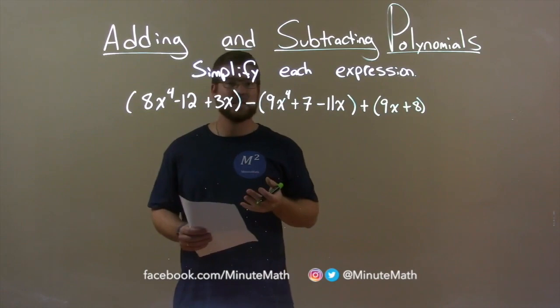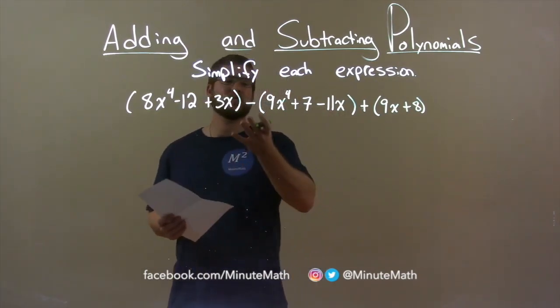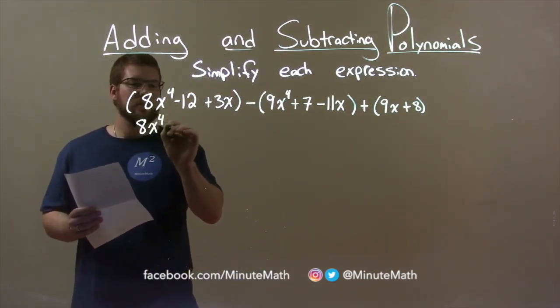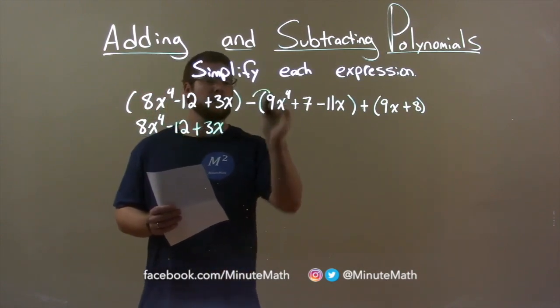Is there anything that I can simplify? The answer is no. There's nothing that I can combine. So now I need to distribute my minus sign. 8x to the 4th minus 12 plus 3x just comes down. We distribute the minus sign.